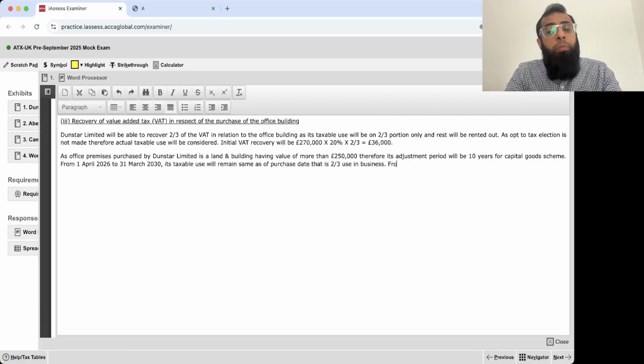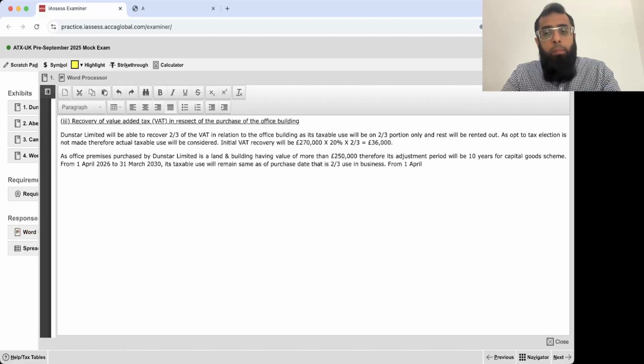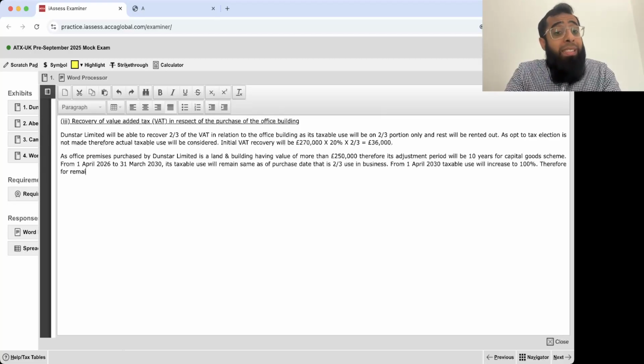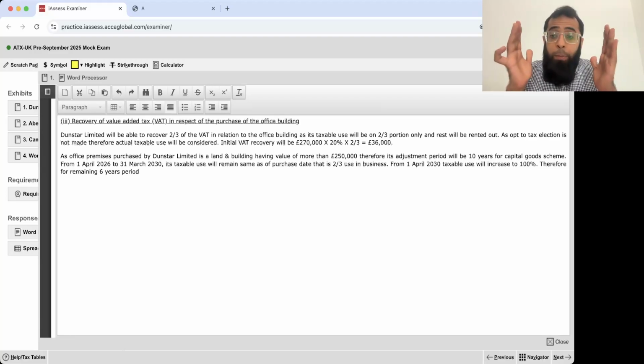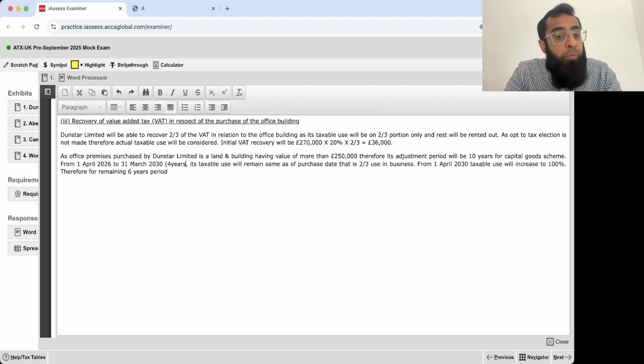Okay, from 1st April 2030, if I'm not wrong, yes, from 1st April 2030, taxable use will increase to 100%. Therefore, for the remaining 6 years period, the total assessment period is 10 years. Okay, the total assessment period is 10 years. From 1st April 26 to 31st March 30, you can say this is 4 years.